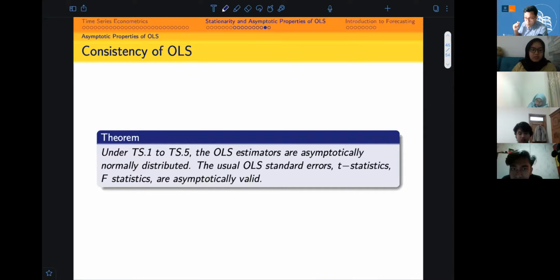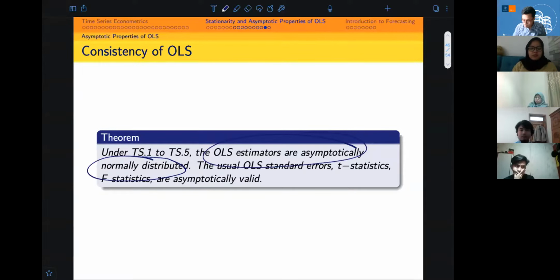So basically, if you fulfill the first, second, third, fourth, and fifth assumptions, your OLS estimators are going to be consistent and efficient. Okay, and if you include that the OLS estimators are asymptotically normally distributed, then the OLS standard errors, the t statistics, and F statistics are all asymptotically valid. So recall the idea of asymptotic is that as you increase the number of observations in the data, that's called the asymptotic nature.